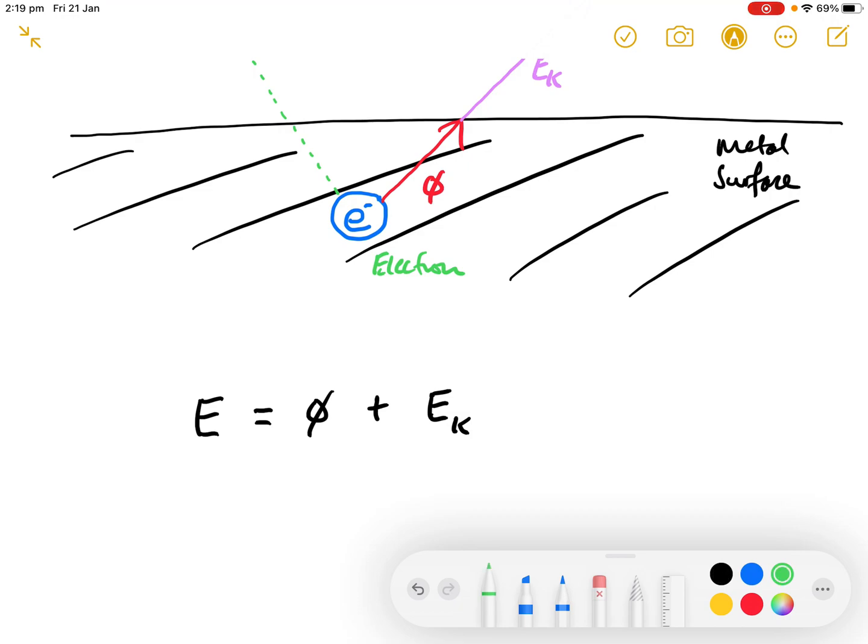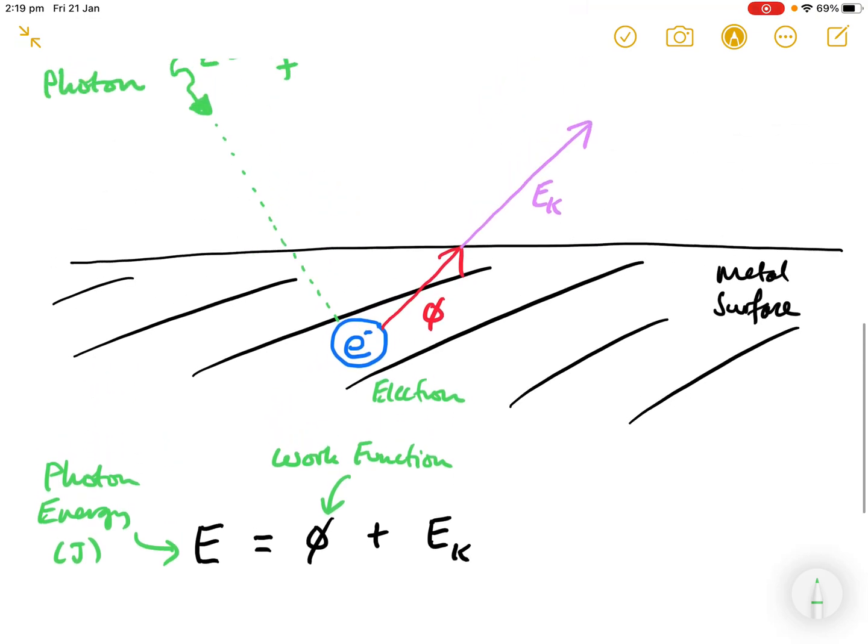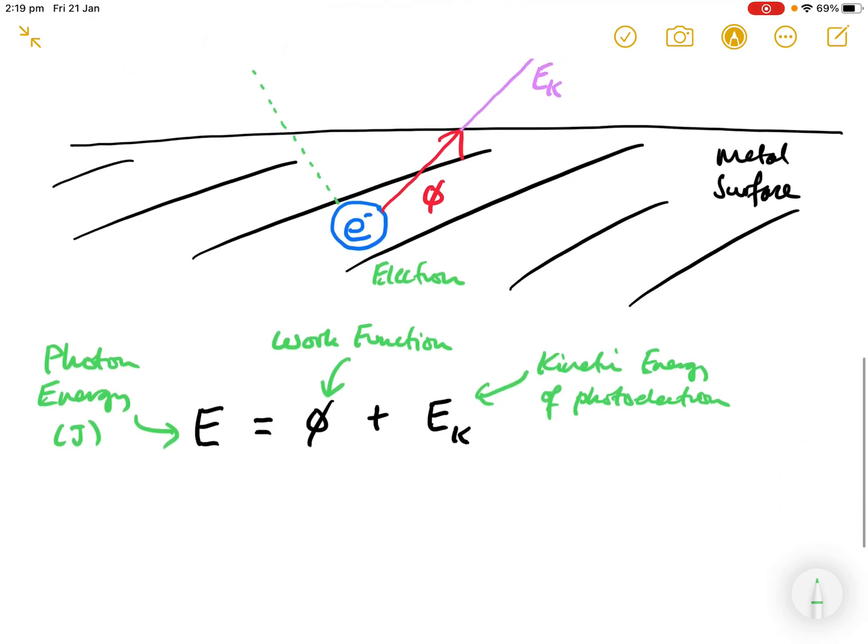So in this equation then, this E is the photon energy in joules. This is called the work function. It's sometimes called the threshold energy as well. It's the minimum amount of energy to get the electron to the metal surface, just and no more. And this then is the kinetic energy of what's called the photoelectron. Just an ordinary electron, but it's called a photoelectron because it's been liberated from a metal by the photoelectric effect.